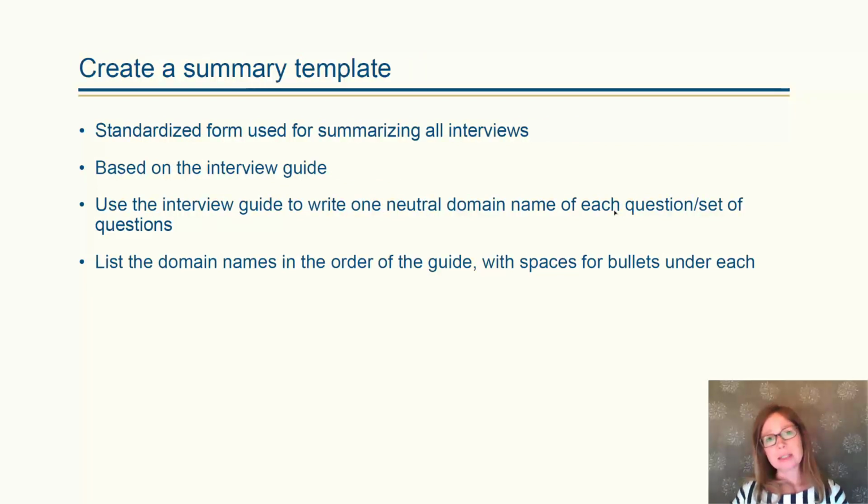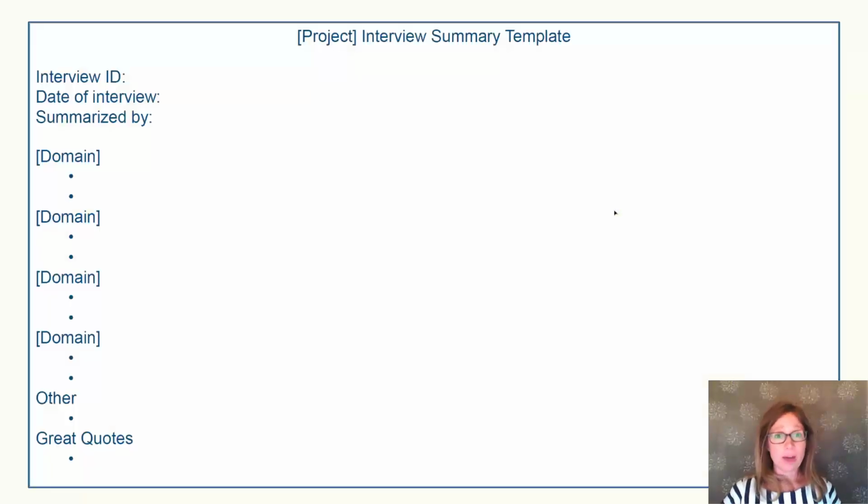So to create this summary template, we need to set up the standardized form that we're going to use for summarizing all the interviews. Now this is going to be based on your interview guide. So you need to go back to your interview guide, read it in order, and write one neutral domain name for each question or set of questions, depending on how many buckets you want and how fine-grained you want to get with it. You're going to list these domain names in the order that they were asked in the guide and leave spaces with bullets under each one. Let me show you what that looks like.